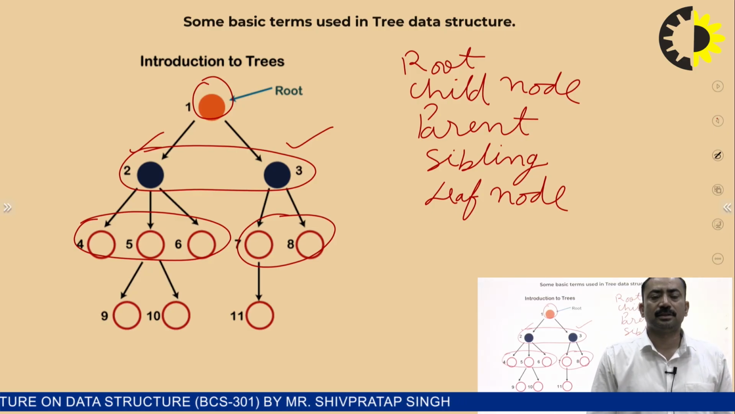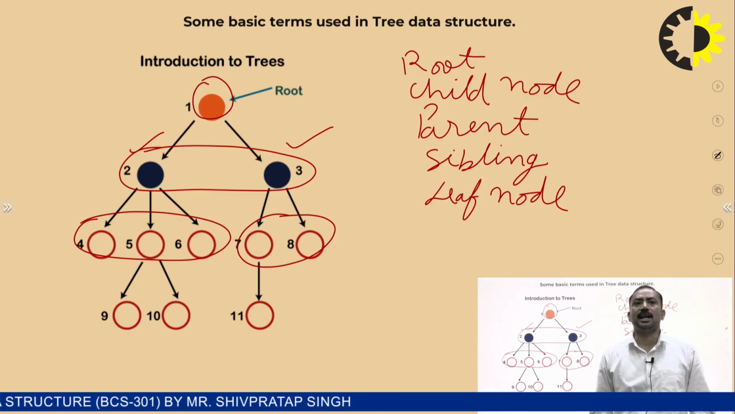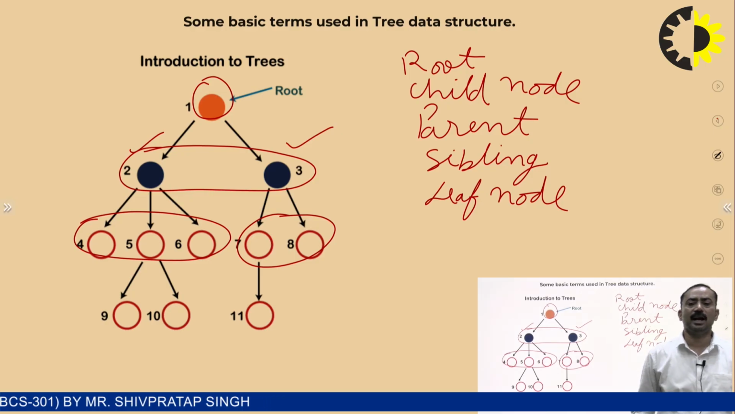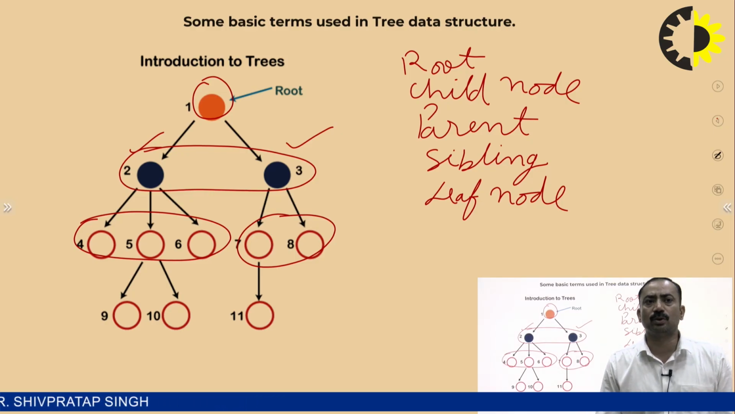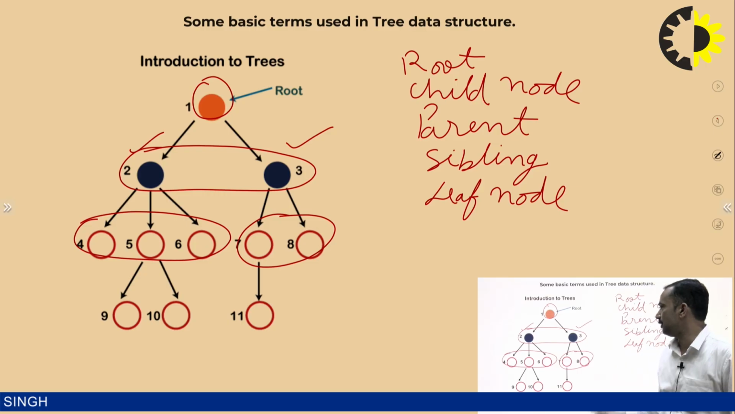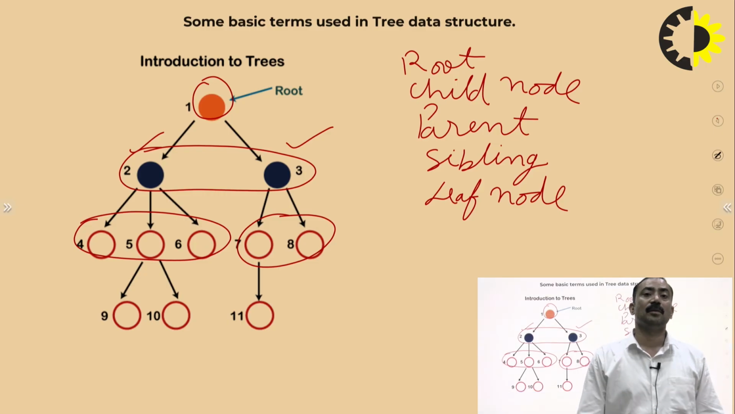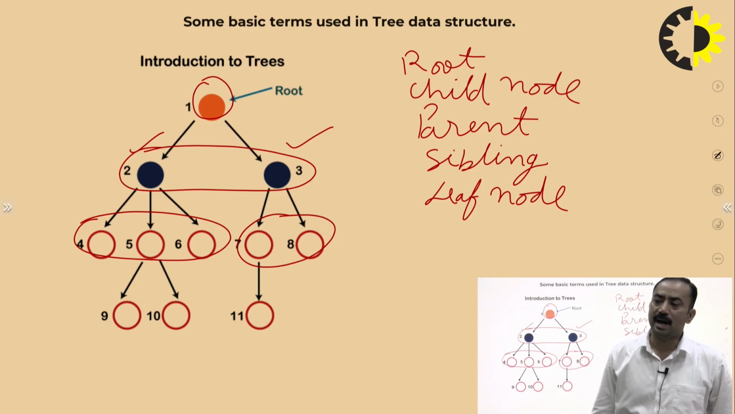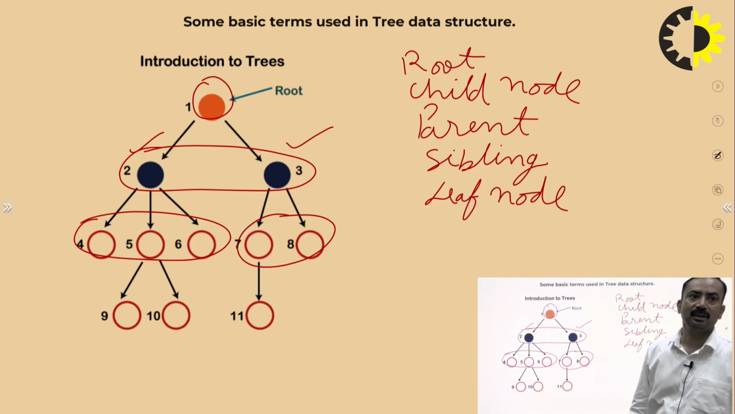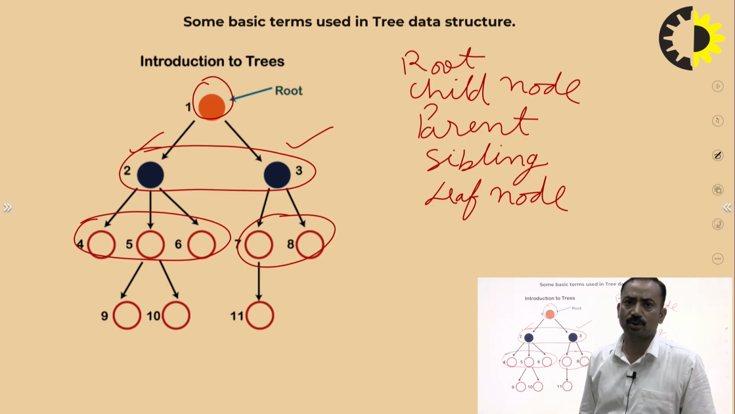The nodes that don't have any child node are called leaf nodes. A leaf node is the bottommost node of the tree and doesn't have any children. Leaf nodes are also called external nodes.